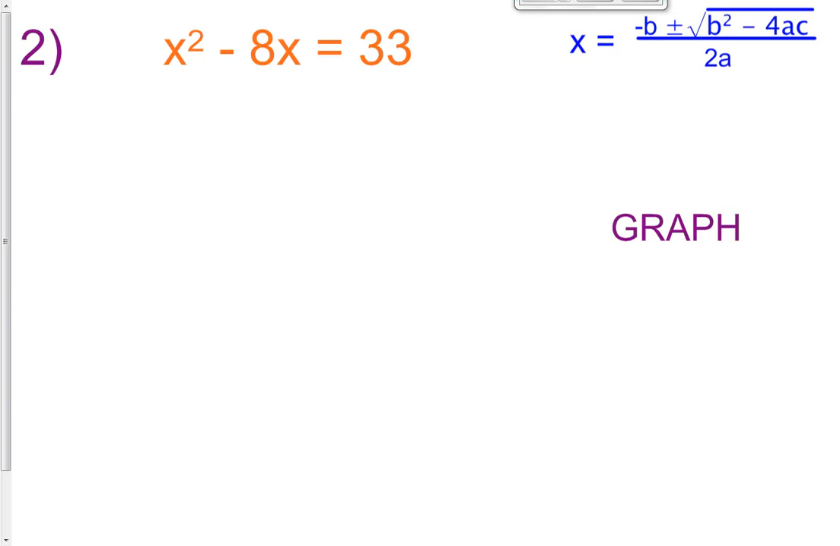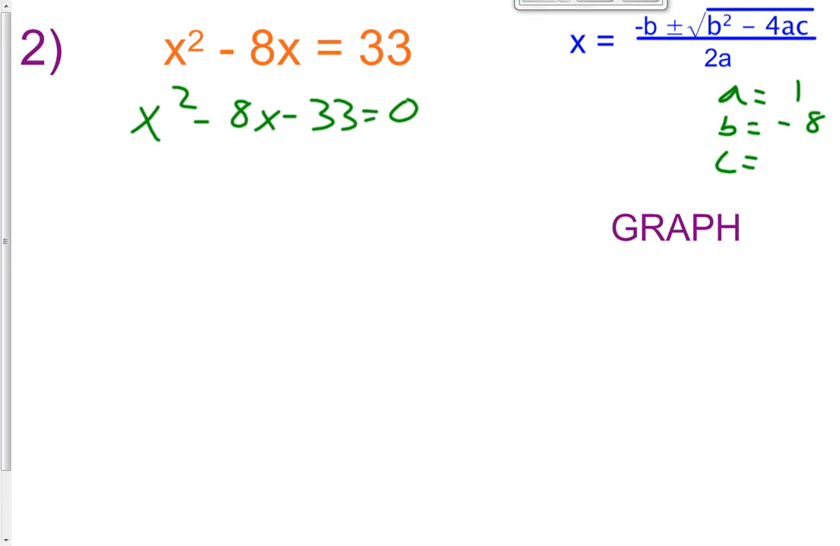Okay, you should have added or subtracted 33 to get x squared minus 8x minus 33 equals 0. So now our a value, our b value, and our c value are 1, negative 8, and negative 33. So let's put the rest of the stuff in our equation.